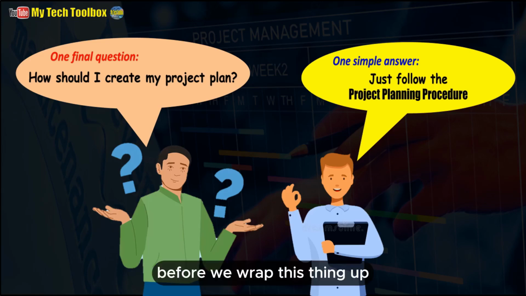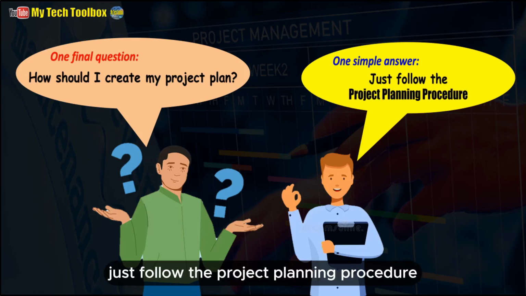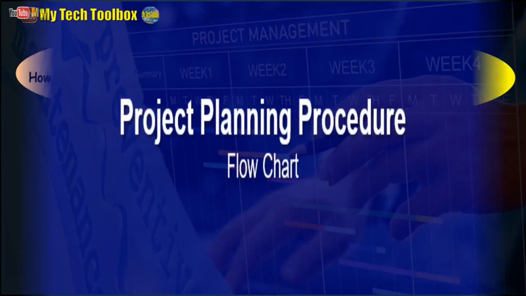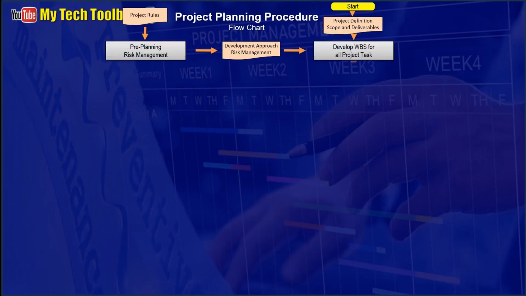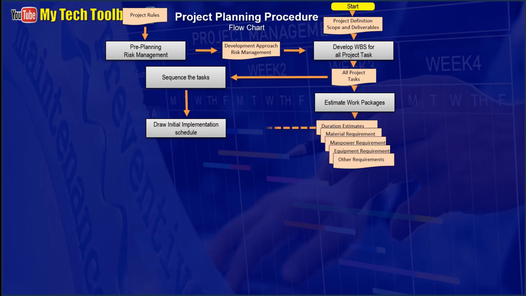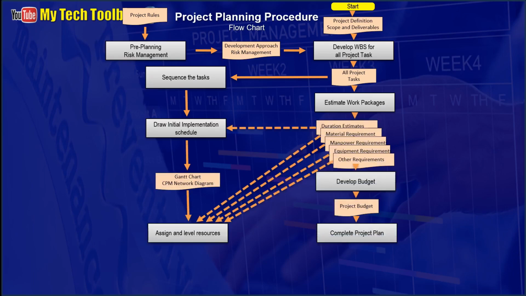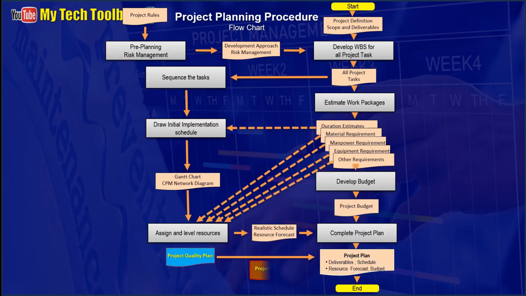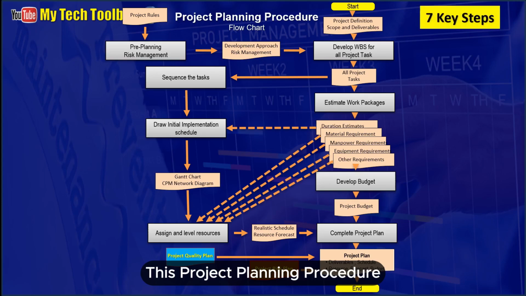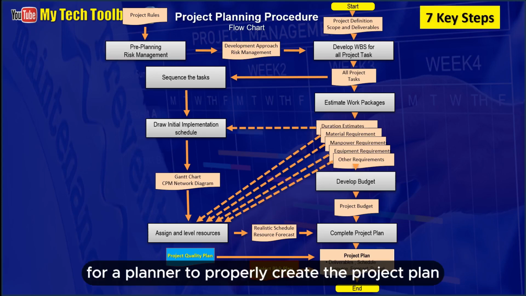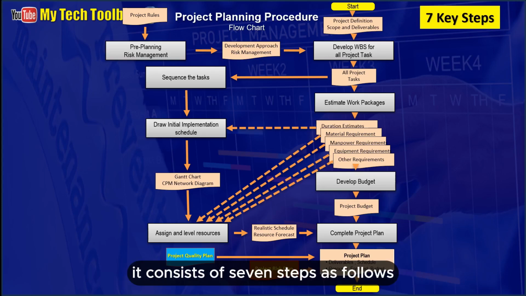Before we wrap this up, I have one final question to ask. How should I create my project plan? I have only one simple answer for you. Just follow the project planning procedure. This project planning procedure flow chart provides guidance for a planner to properly create the project plan. It consists of 7 steps as follows.